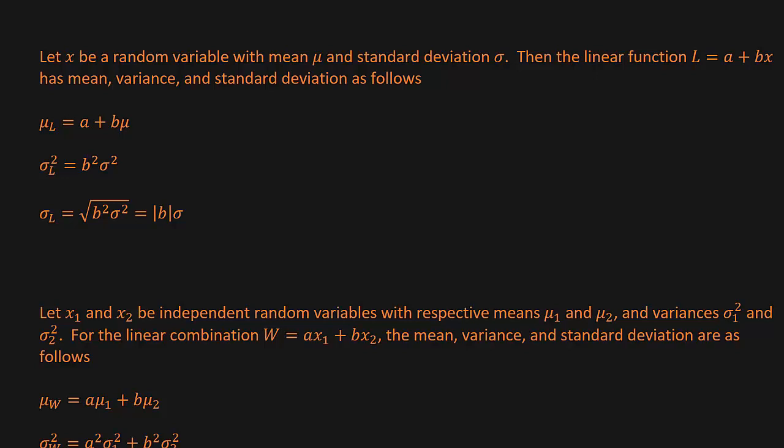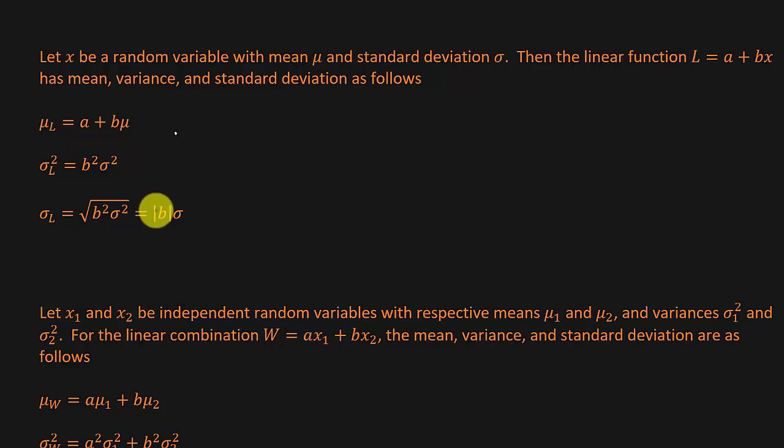Well, the mean is just a plus b times mu. Sigma squared, or the variance, is b squared times sigma squared. And then the standard deviation is, of course, the square root of that, the square root of b squared times sigma squared. And that's sigma sub L. So that's the standard deviation of the linear function. But you'll be given mu and sigma. And notice here they have the absolute value of b times sigma. Well, that's just showing you that b has to be positive. It needs to be positive there.